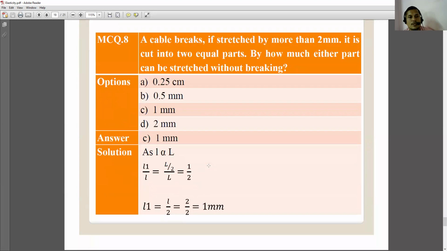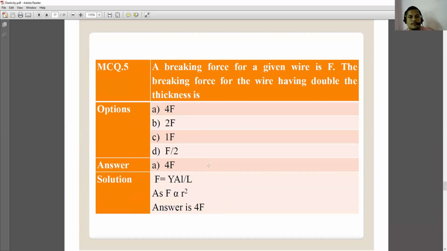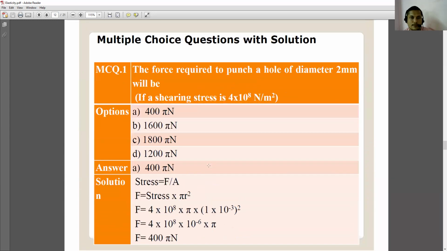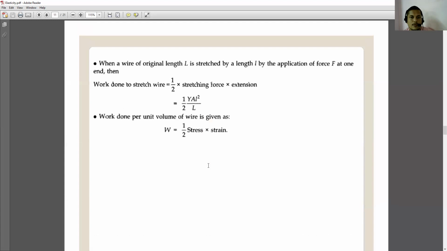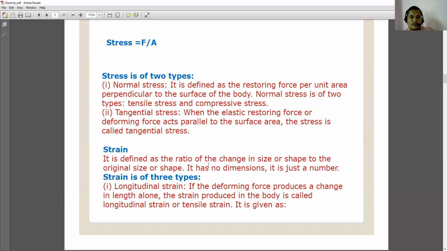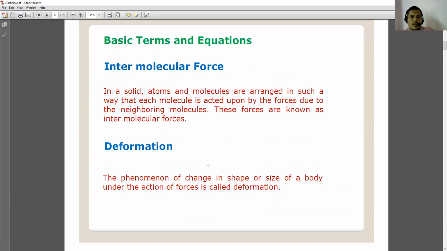So these are some of the MCQs that we have discussed regarding the elasticity point. So quickly we revise these things and then we complete this point. So the basic terms we have started with, in which first is intermolecular force, force between atoms and molecules.